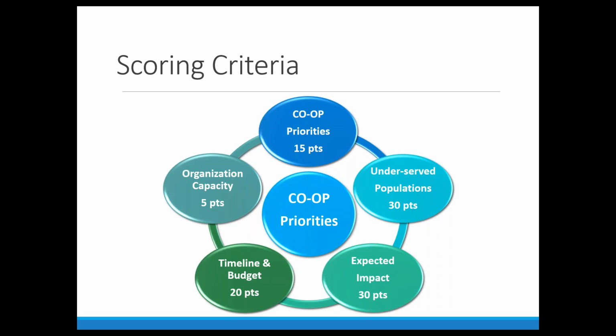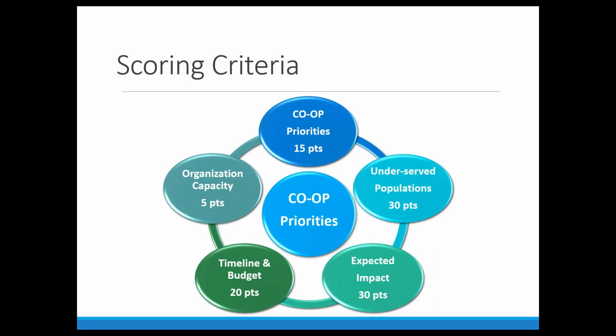It's out of 100 points, and 15 points of that are focused on how well your proposal aligns with co-op priorities. So are you doing the type of activities we want to see? Are you engaging the audiences that are targeted for this grant? There's 15 points associated with that.